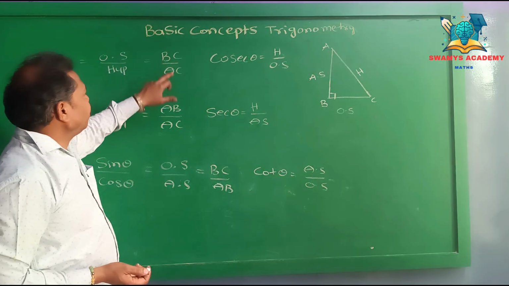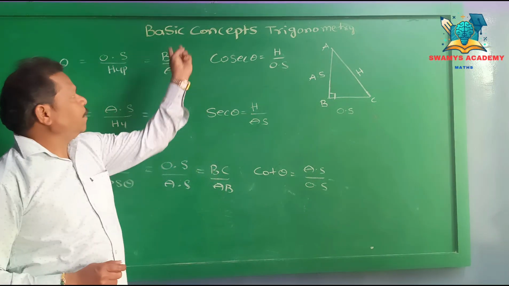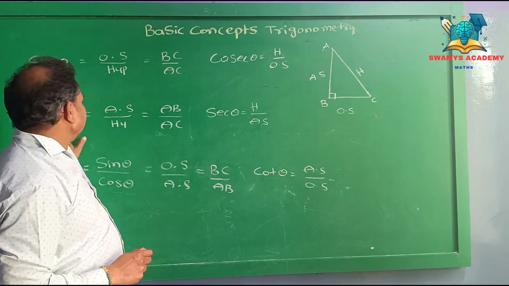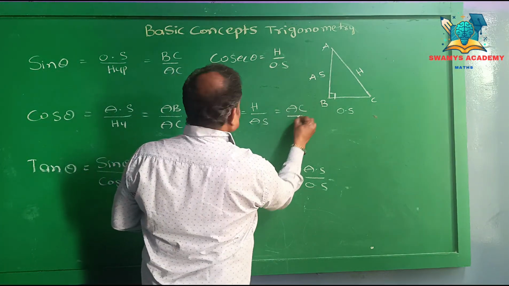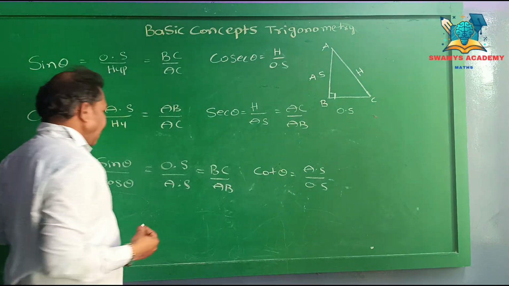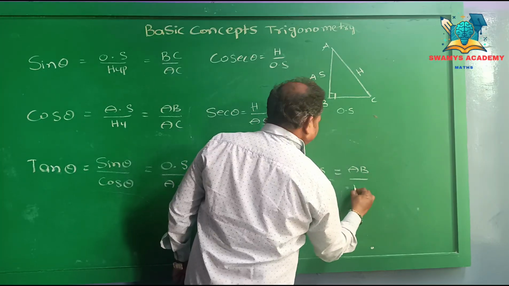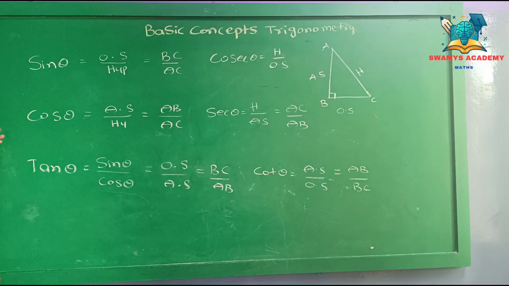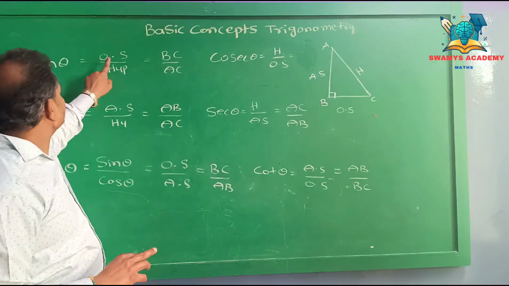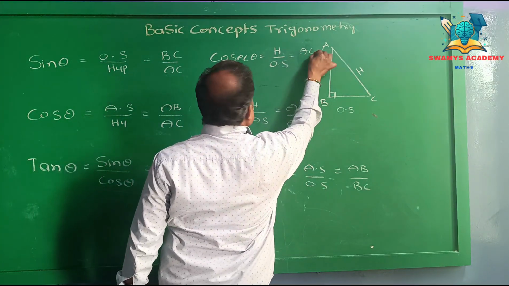Now, BC by AC for sin theta, so cosecant theta is AC by BC. Next, cos is AB by AC, so secant is AC by AB. Next, tan is BC by AB, so cot is AB by BC. These are the three basic trigonometric functions with their reciprocals. So here BC by AC, and cosecant is AC by BC.